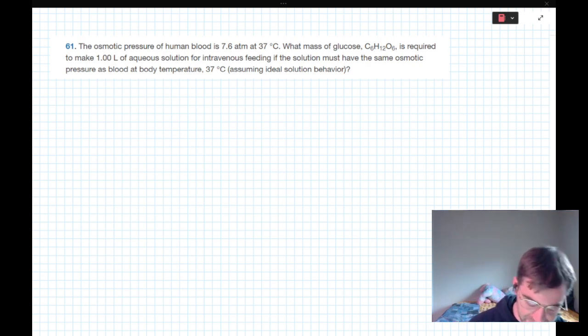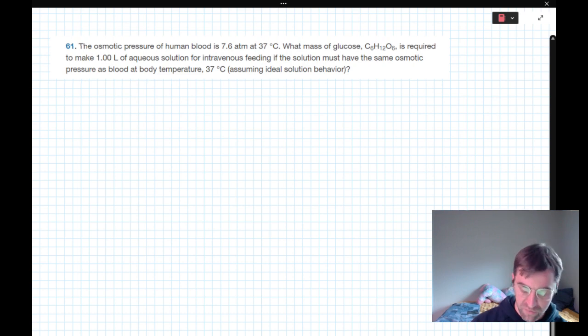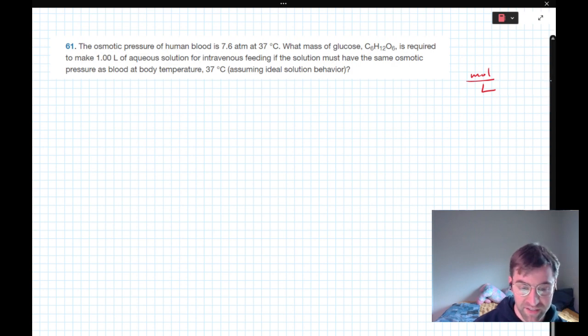Lots of really cool details in this. We're given 1 liter, so whatever value we come up with for our molarity, we don't have to do any calculations to figure out the volume. It'll just be however many moles, however many grams. So that simplifies things for us a little bit.